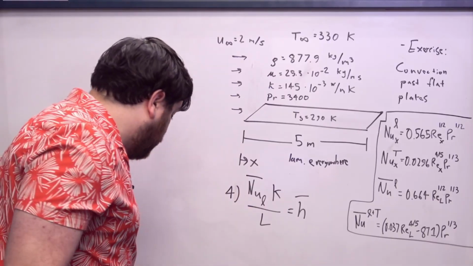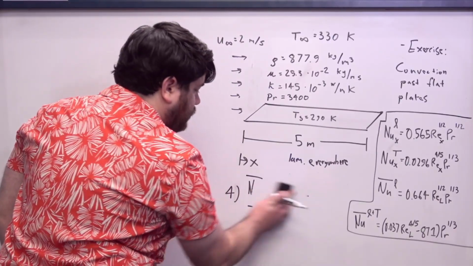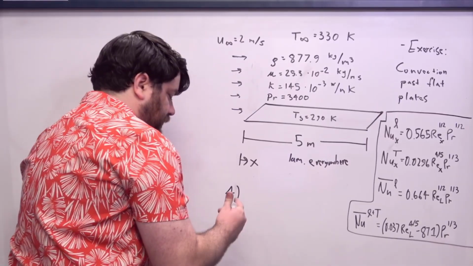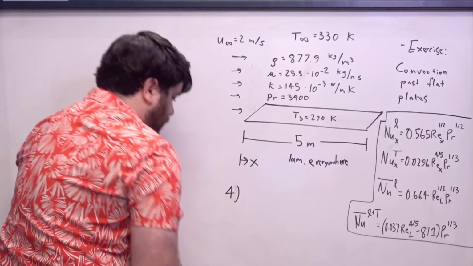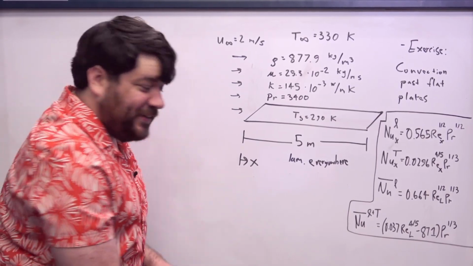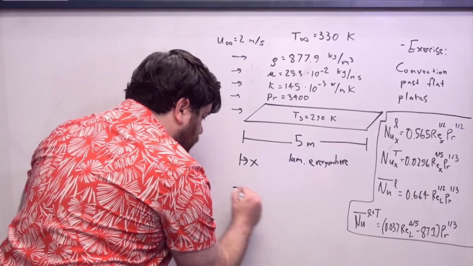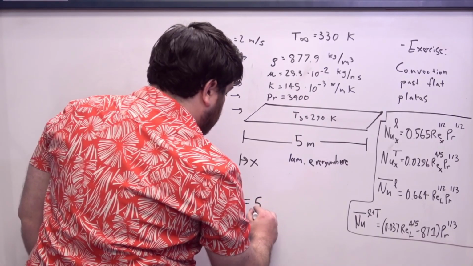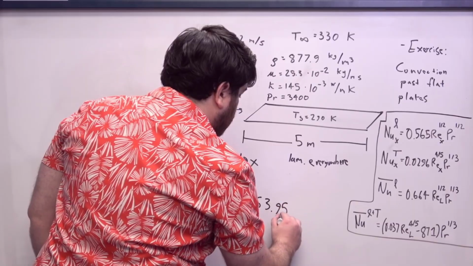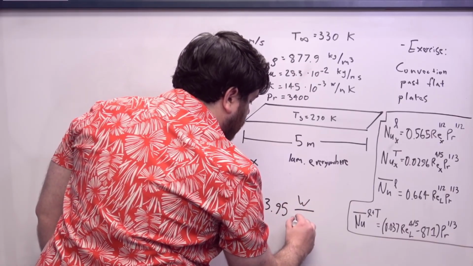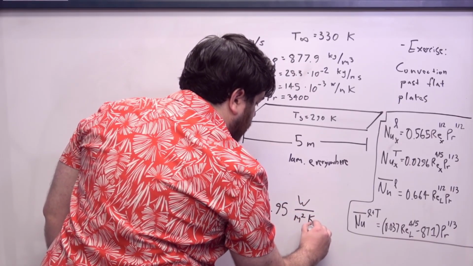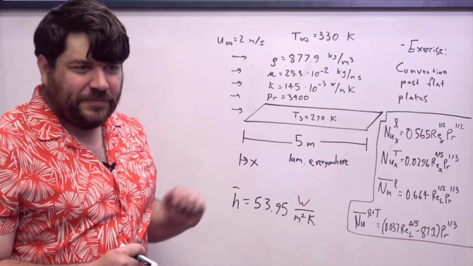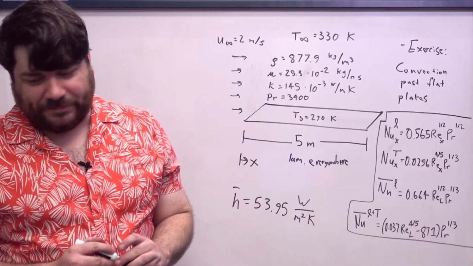And so what we find when we write this down, pardon me, what we find is that the H bar for this system is approximately equal to 53.95 watts per meter squared Kelvin. That's my average heat transfer rate.